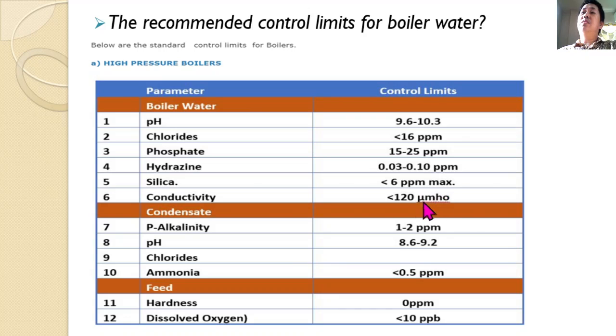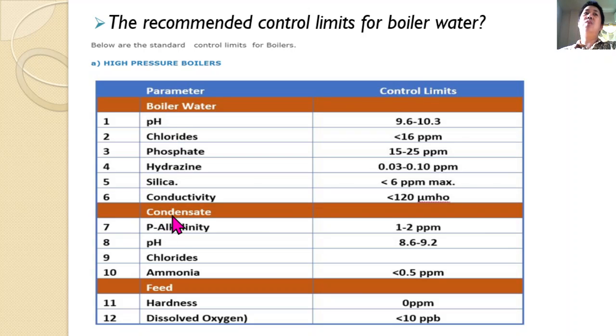So the unit of this is something German, the unit of conductivity. So for the condensate, this is control. These are control limits. For condensate, we have P alkalinity 1 to 2 parts per million, and pH. So this is boiler water, and here is condensate water.